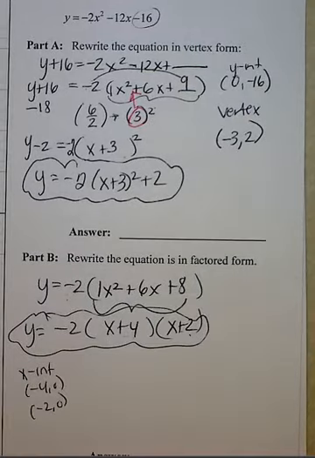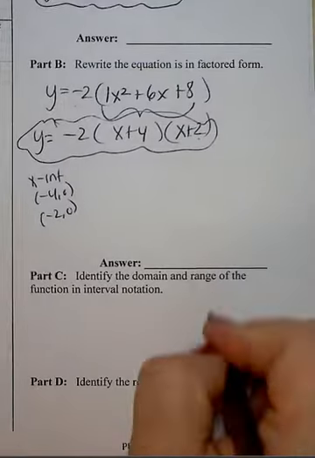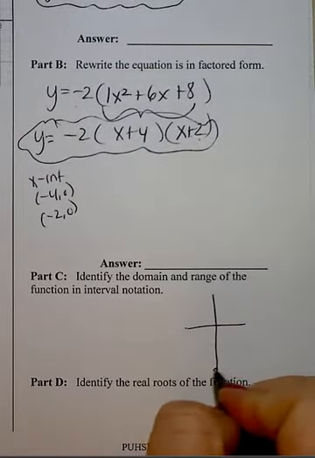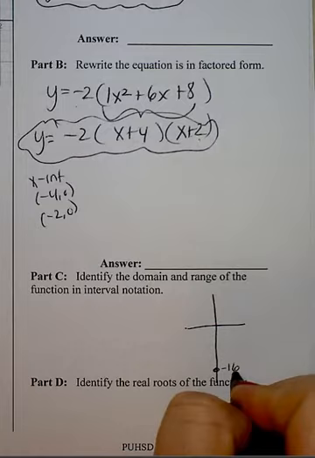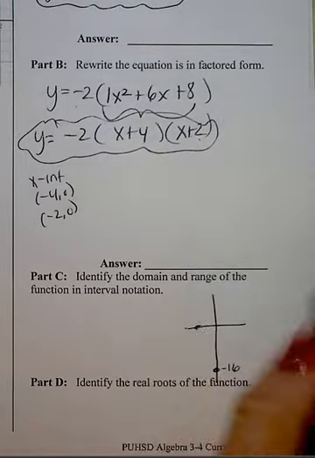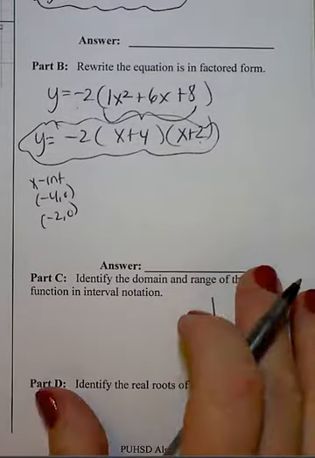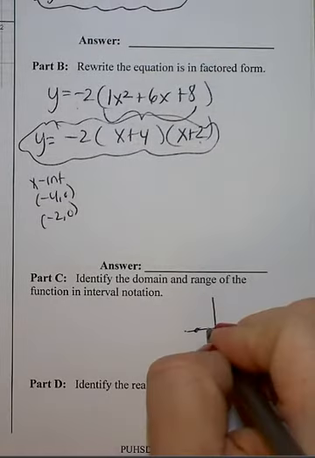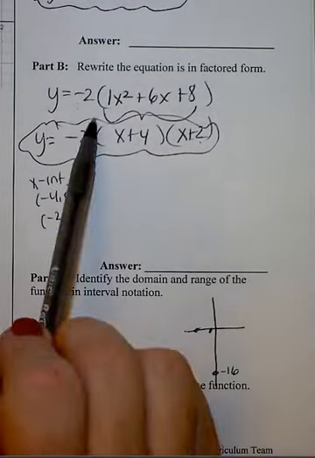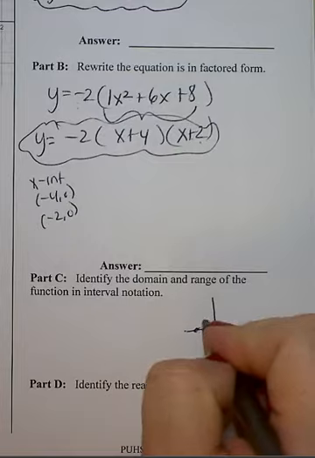So what is the domain and range? Part C. Well, I'm going to do a rough graph that I can refer back to. So I know the y-intercept is (0, negative 16). I know the x-intercepts would be negative 4 and negative 2. And I know it goes upside down because the leading coefficient is negative. And we have a vertex of (negative 3, 2). So it's looking something like this.